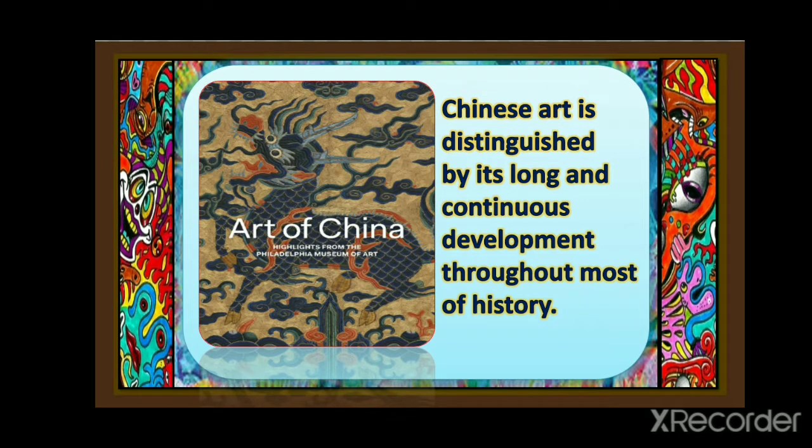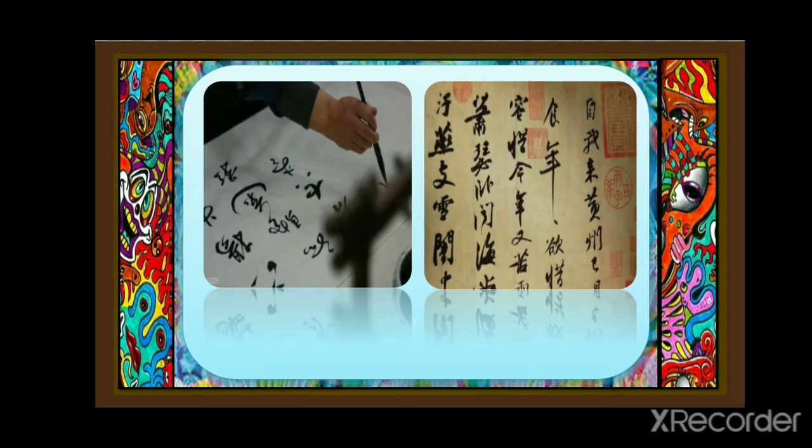All works of art were made especially for the use of the imperial court and also had profound effects on the culture of Korea and Japan. Painting, poetry, and calligraphy were the arts of nobility, and calligraphy is the art of beautiful writing. And this is an example of the calligraphy of China.